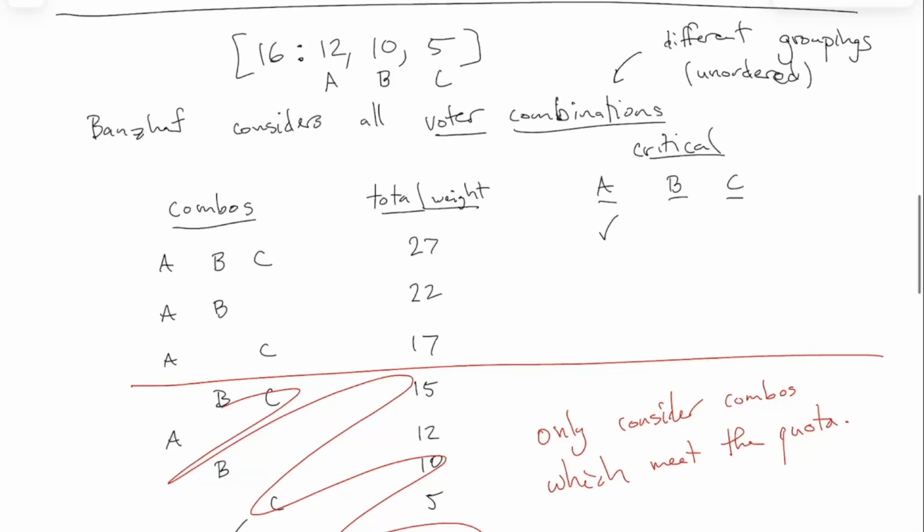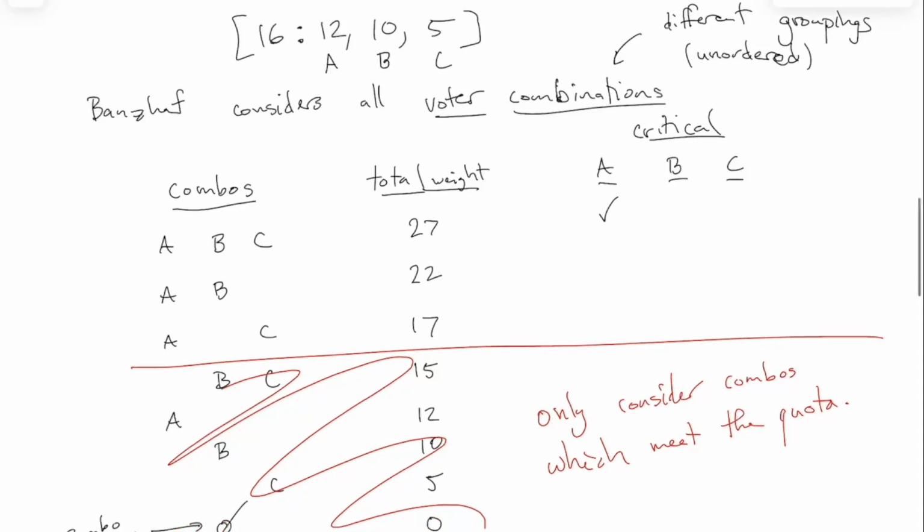Remember, what that means is this combination does make the quota, and among those three people, A, B, C, you really need A. If you got rid of A, you wouldn't make the quota anymore. But B and C were kind of extras. You need one or the other, but you don't need each individual one. All right, let's continue then.